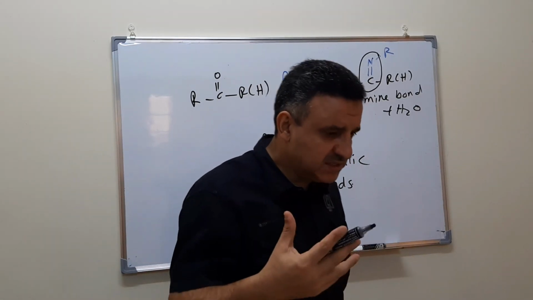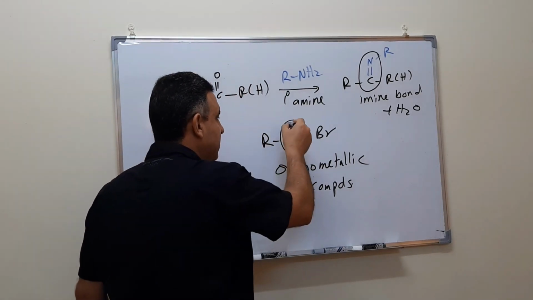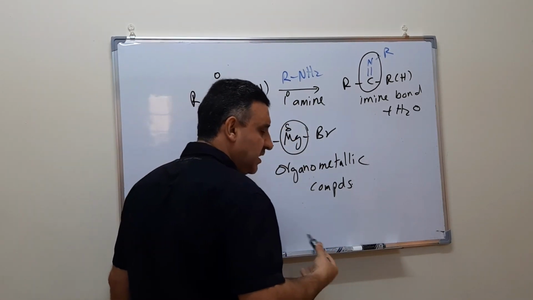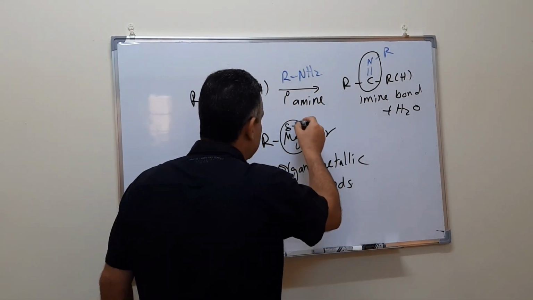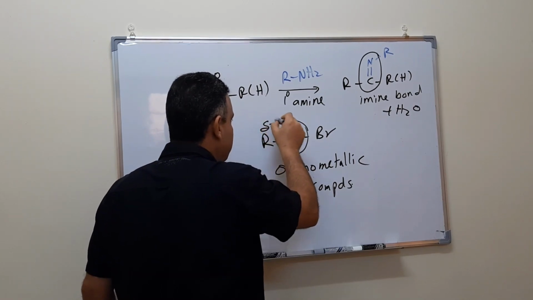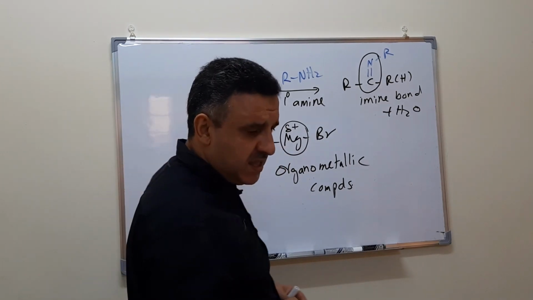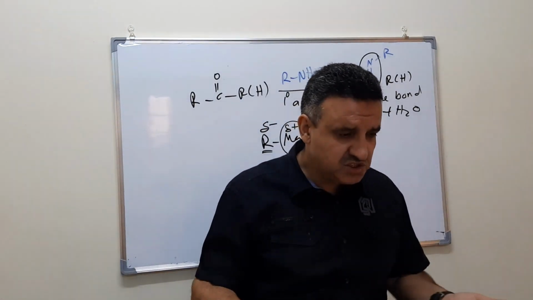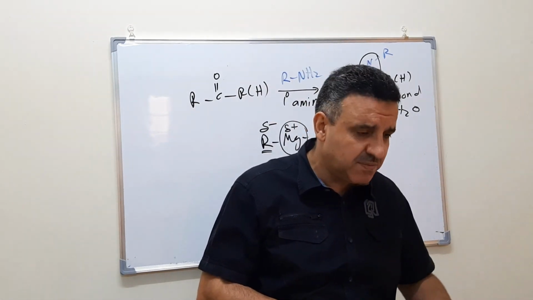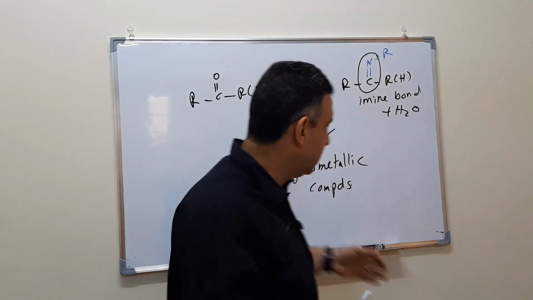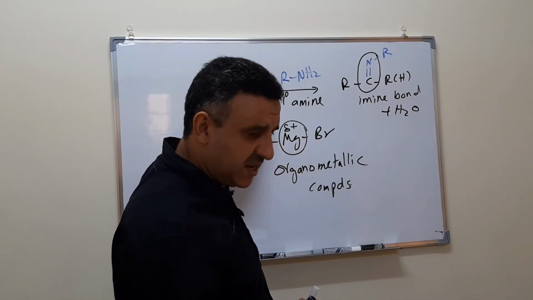Now, when we check carefully the polarization of the bond, we have to notice that the magnesium, since it's a metal, has the ability to lose electrons. It will carry a partial positive, while the carbon will carry a partial negative. As you can see, this is a very rare example where the carbon can carry a negative charge. In all the reactions we have discussed so far, carbon was always carrying a partial positive. This is the only example where the carbon is carrying a negative charge.